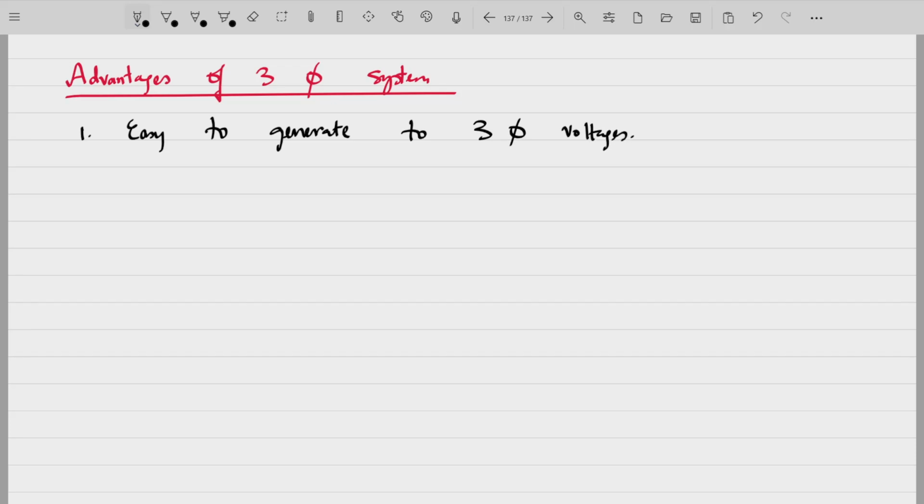it's easier to generate three-phase voltage as compared to generation of five-phase or seven-phase voltage, and even in comparison to single-phase systems, three-phase generation is much easier. Why? The details of this you'll be understanding in more depth later in your machines course, where single-phase machines, AC machines mostly, are a little bit more complicated. So single-phase AC generation is much more complicated as compared to three-phase AC generation.